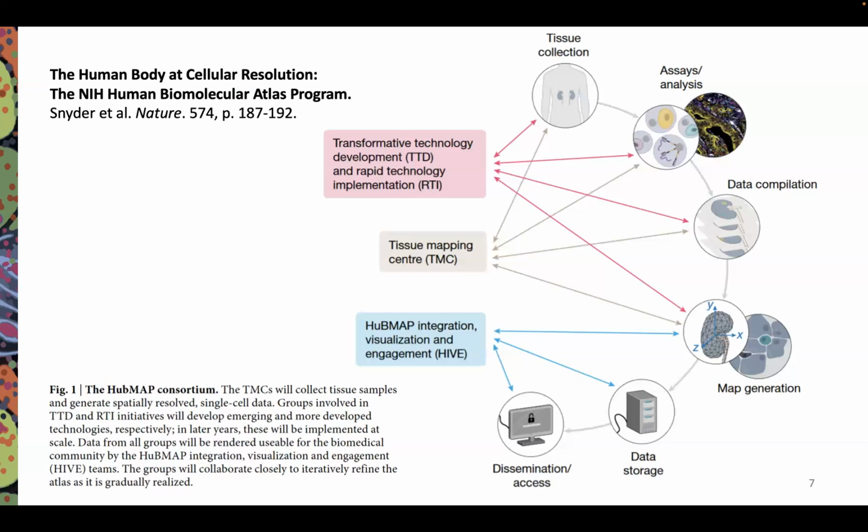Together, this group of technology development has been called HIVE. The H is for HubMap, and the I is for integration, visualization, and engagement. These are the core technologies that together enable going from individual data and images to a comprehensive atlas, not just to map it, register it together and coordinate it, but then also to make it searchable and usable. So you put these components together.